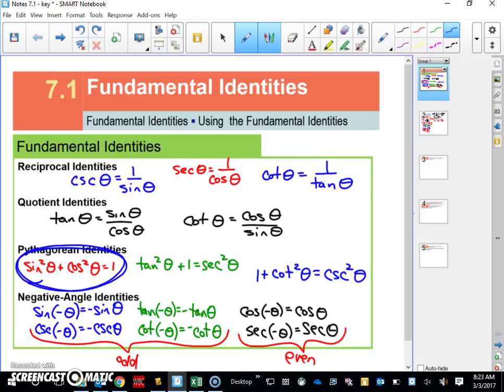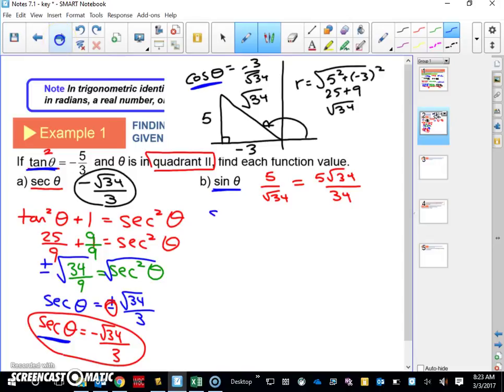Sine squared theta plus cosine squared theta equals 1. This is one that you need to memorize. It's the Pythagorean identity. It's the most important one probably, the most common one definitely. So what I want to use is sine squared theta plus cosine squared theta equals 1. This is one way of doing it. There are certainly other ways of doing it.